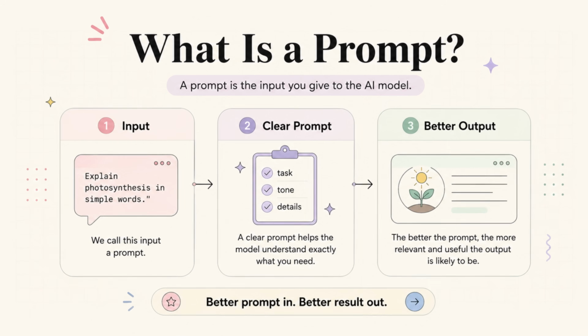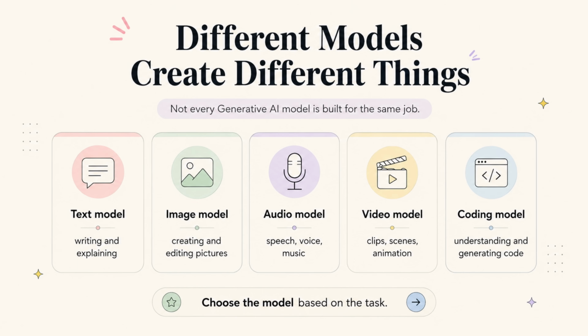We call this input a prompt. A clear prompt helps the model understand exactly what you need. The better the prompt, the more relevant and useful the output is likely to be. Different models create different things. Not every generative AI model is built for the same job.